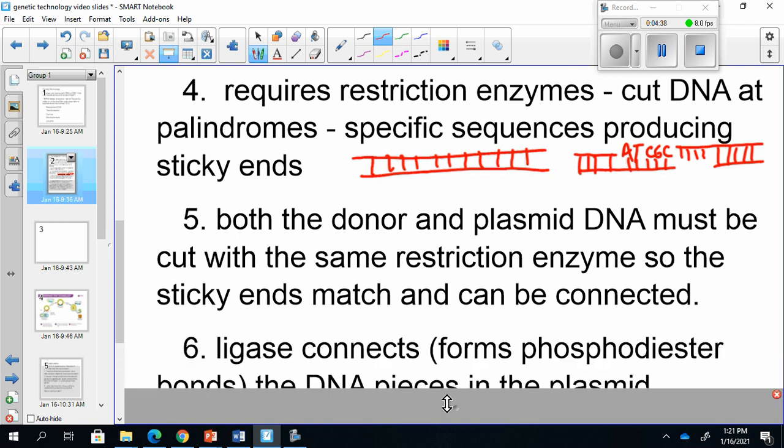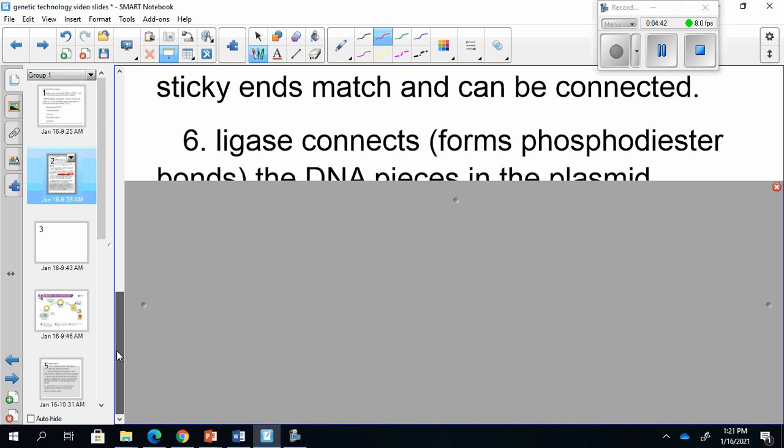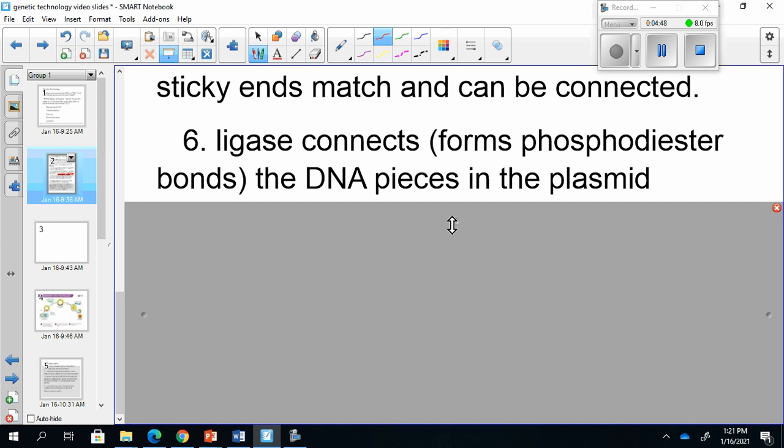And then the thing that connects them is ligase, which I told you when we learned about ligase back in DNA replication, it was going to come up again. Here it is coming up again. So ligase is our DNA glue. It connects the DNA pieces from the new gene to the plasmid. And when it does that, it's really connecting the sugar phosphates, and the sugar phosphate bonds are called phosphodiester bonds.